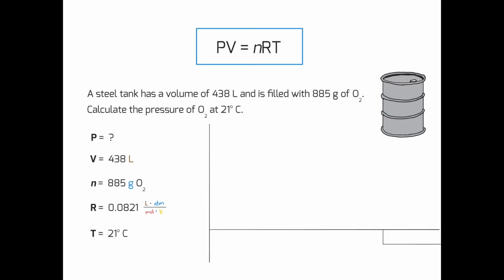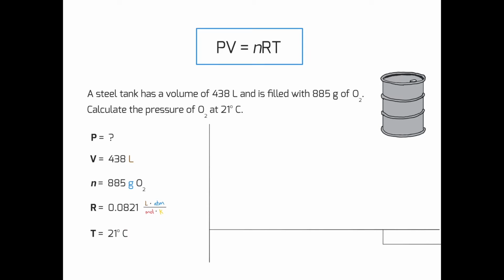So in order to use our equation and calculate the pressure, we need to make sure that our units are all in the right units. Which means that we're going to need volume in liters. Pressure is what we're trying to find. That will be in atmospheres. N needs to be in moles, and T needs to be in Kelvin. So we're good here and here, but we need to convert 885 grams of O2 to moles of O2. We also need to convert 21 degrees Celsius to degrees Kelvin.